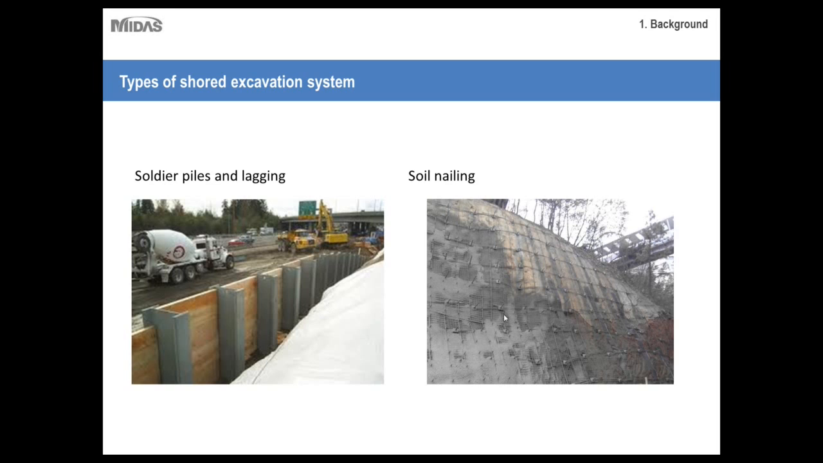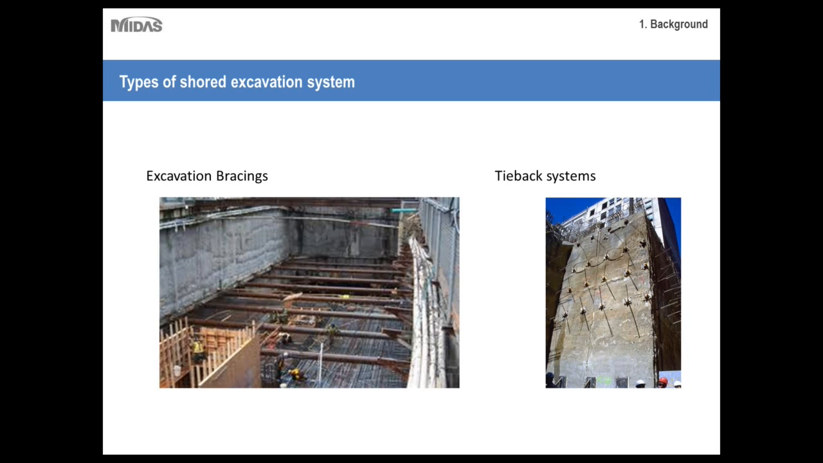Then another way of supporting the excavation or the wall is soil nailing, where we use long rebars or iron nails to hold the slope in place. And this type of method is useful depending upon the slope of the system. Another method of supporting the excavation is through bracings, like excavation bracings, which are usually used at closed excavation sites. And if you are dealing with open systems, then you can use tie backs, where we tie the walls through the walls to the excavation slope itself.